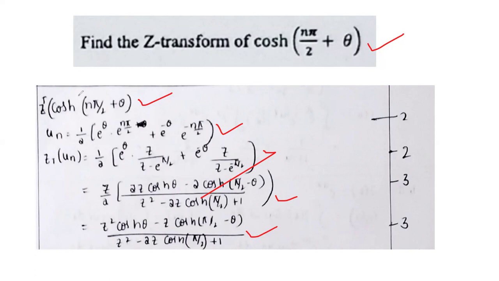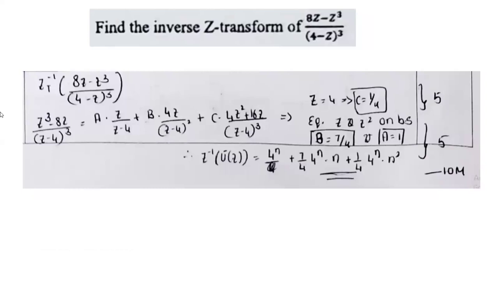So it is very simple. You need to expand the cosh function, then you can go for the simplification. So this is regarding the calculation of the Z transform for the cosh function. Likewise, you may get a question like sinh(n pi by 2 plus theta). That also you can expect.